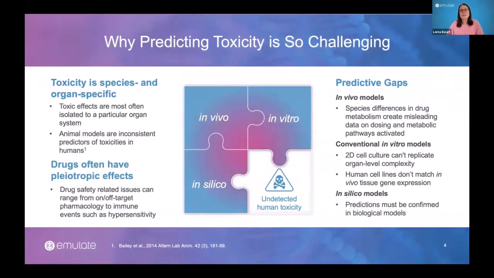So why is predicting toxicology so challenging? Well, we've got a couple of main reasons that we like to talk about. First and foremost, toxicity is not only species, but also organ-specific. And so we've shown, and again, we cite some more literature here, that animal models are not fully equipped, if you will, to always be able to predict the toxicity.